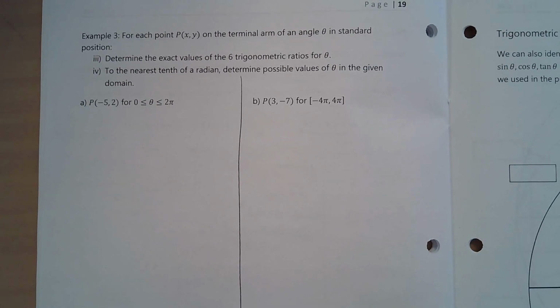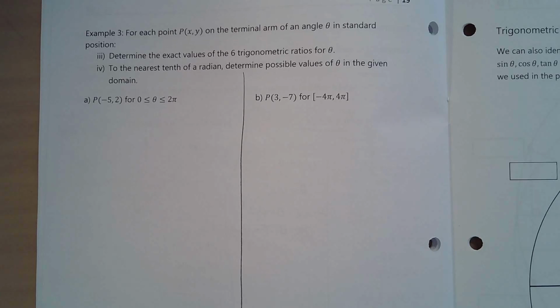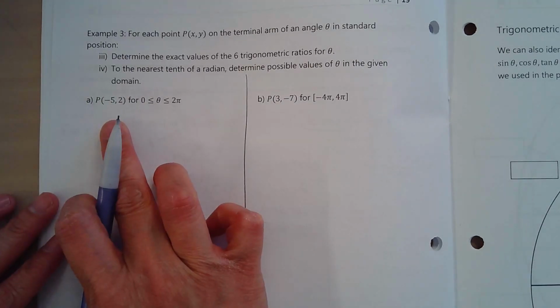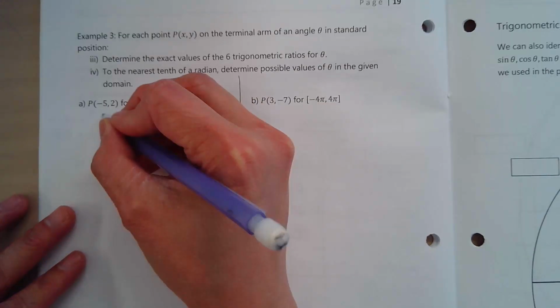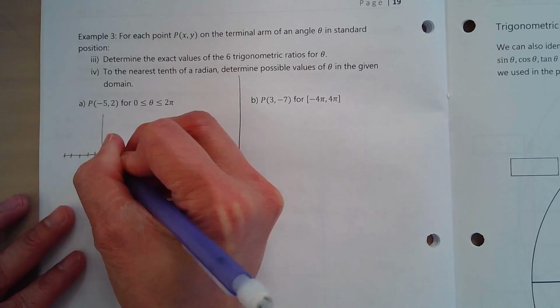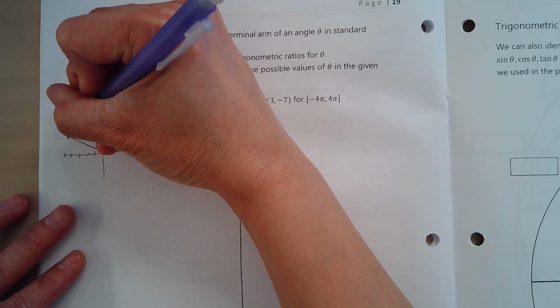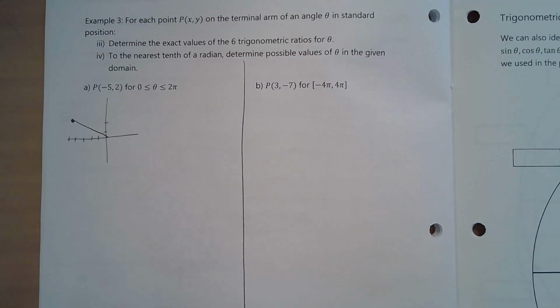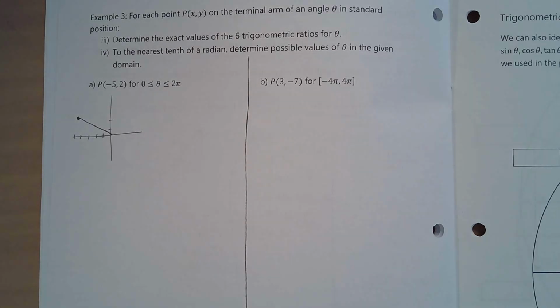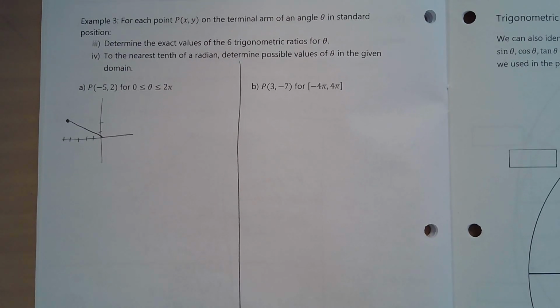Okay, do you remember this piece? We got the point. We got to figure out the angle. So this one here is a very specific point: negative 5, positive 2. If that's the point on our grid, determine the exact values of the 6 trigonometric ratios.